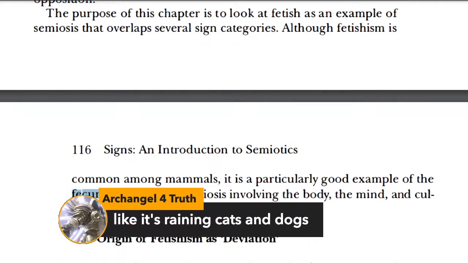Raining cats and dogs, yes, I think that is. And that's another kind of metaphor too.